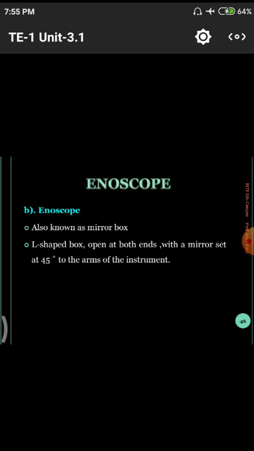This eno scope is simply a mirror box, an L-shaped box with open ends and a mirror set at 45 degrees to the arms of the instrument. That means it is an instrument having this mirror box, so that when we start or stop at a particular point, due to the observations we will calculate the points.